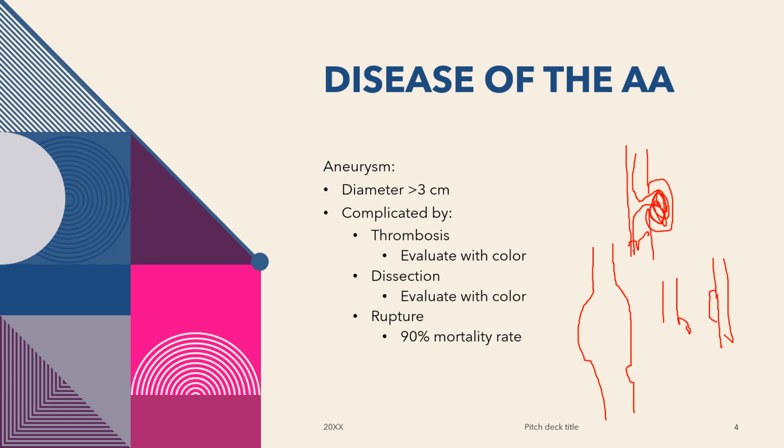Another complication of the aorta would be dissection. So dissection may occur with an aneurysm, but it may occur with a totally normal aorta. So if there is a dissection of the aorta, that tunica intima, that medial aspect of the aortic lining, would be sheared away from the wall. And when this happens, that blood flow moving through the aorta is going to be diverted into a true lumen as well as the false lumen.